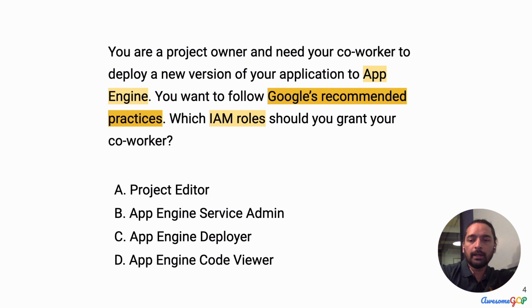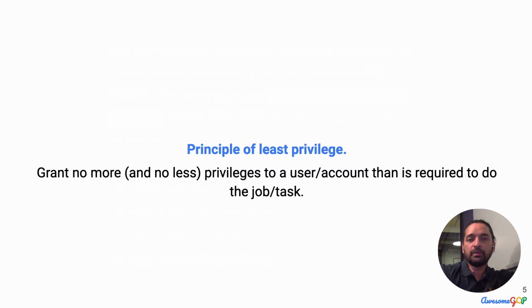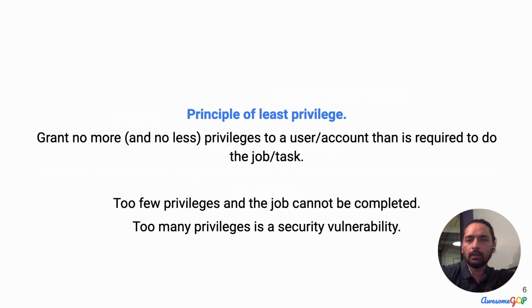So when it comes to IAM, the key recommended practice is the principle of least privilege. In the principle of least privilege, you grant no more and no less privilege to a user or account than is required to do the job or task. If you give too few privileges, obviously the job cannot be completed. But if you give too many, then that becomes a security vulnerability.